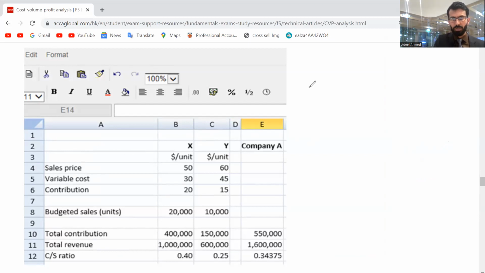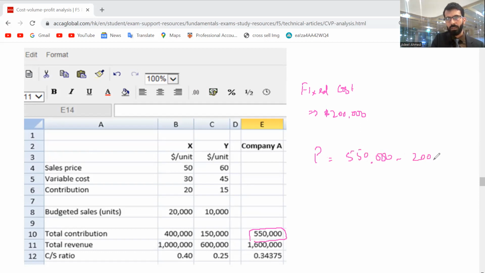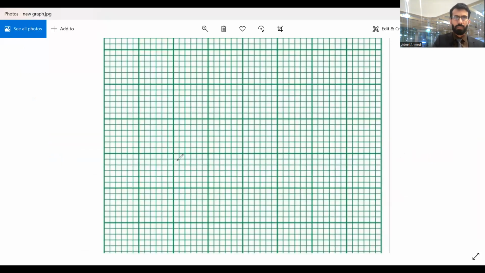Because you cannot see the whole question, one thing I will add here is that the fixed cost of the company is 200,000. And as you can see, the total contribution we have is 550,000. So if I want to calculate the amount of profit, it will be the total contribution, which is 550,000, minus the fixed cost, that is 200,000. So we will have a net profit of 350,000.